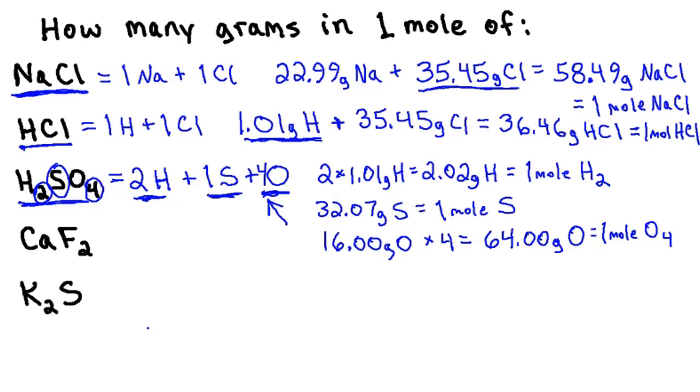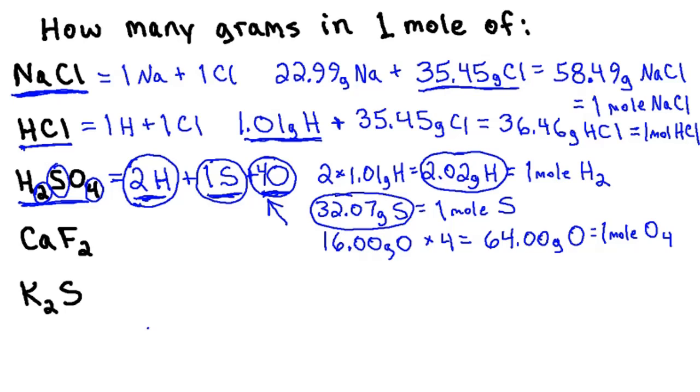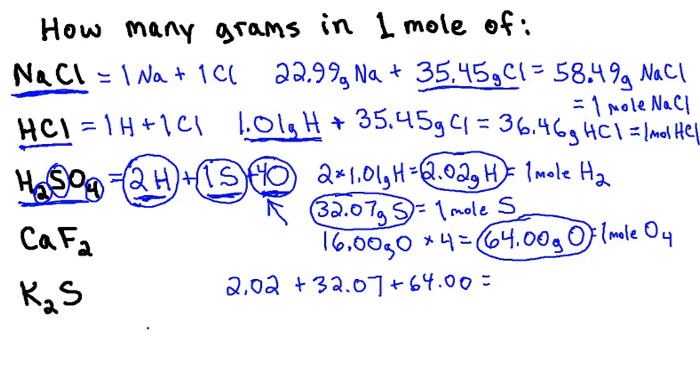So now we have, if sulfuric acid is 2 moles of hydrogen, 1 mole of sulfur, and 4 moles of oxygen, and 2 moles of hydrogen is 2.02 grams, 1 mole of sulfur is 32.07 grams, and 4 moles of oxygen is 64.00 grams. We just add those up together. So 2.02 plus 32.07 plus 64.00 is going to give us 98.09 grams of sulfuric acid, and that equals 1 mole of sulfuric acid.